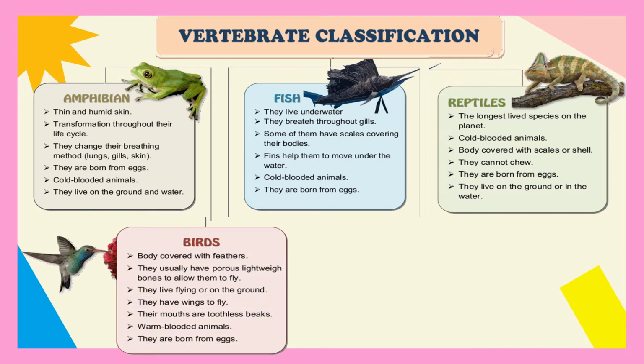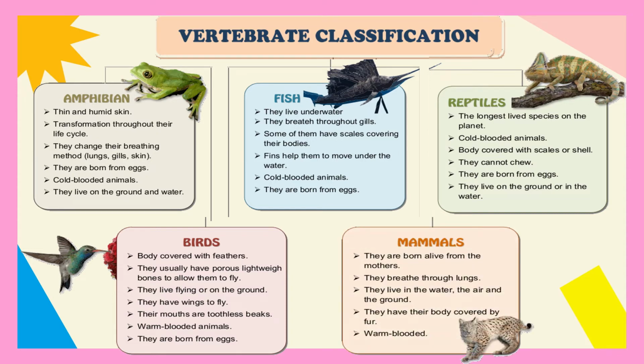Next, it is birds. Okay, what is birds? Under birds, body covered with feathers. They usually have porous, lightweight bones to allow them to fly, and they live on the ground. They have wings to fly. Their mouths are toothless beaks, and also warm-blooded animals, and they are born from eggs.